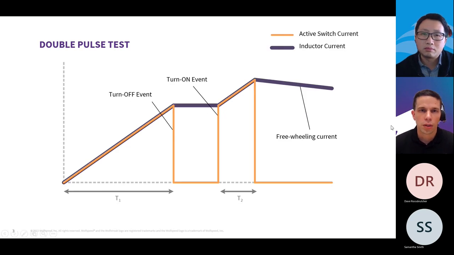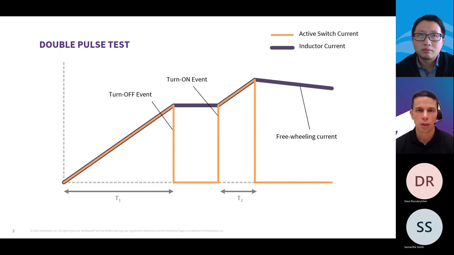If we look at the waveform here, this just shows how the current behaves during the test. During the first part, you turn on that lower MOSFET and it ramps up the current, and then you turn it off. During that off time, current freewheels through the inductor and the upper body diode or Schottky diode, whatever you have in place there. At that turn off event, you can zoom in on that part of the waveform and make measurements at turn off.